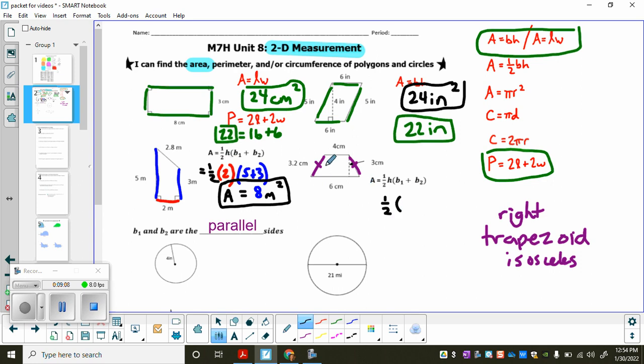So the height is not the 3.2. The height is actually the dotted line here from in between the 2 bases. So that's going to be a 3. And remember, the bases are the parallel sides. So I've got the 6 and the 4.